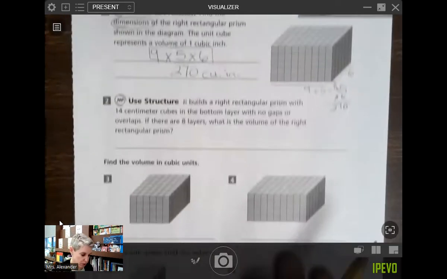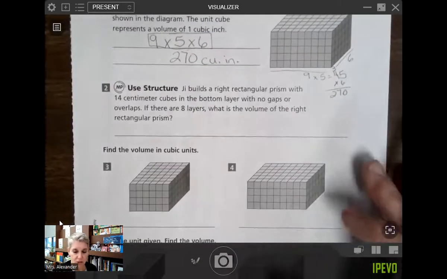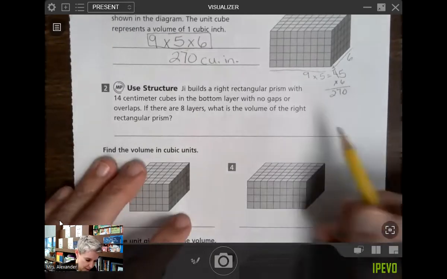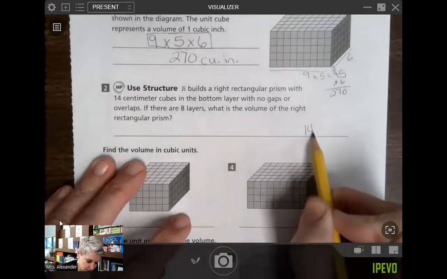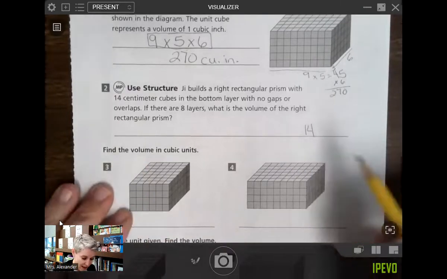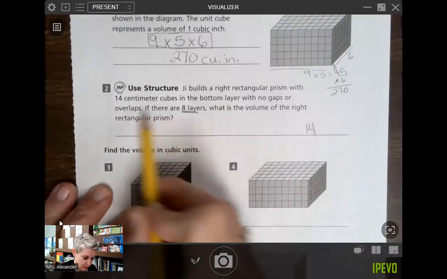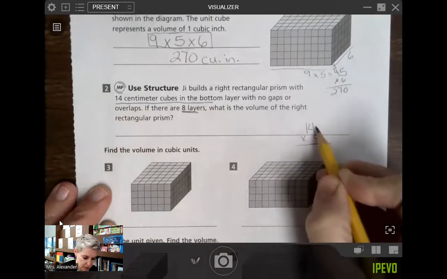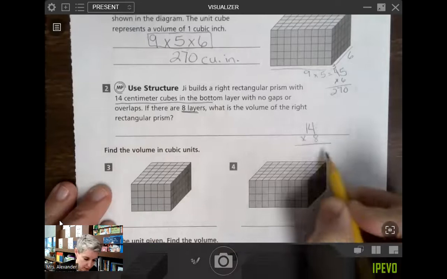All right. Number 2, use structure. Jai builds a right rectangular prism with 14 centimeter cubes in the bottom layer with no gaps or overlaps. If there are 8 layers, what is the volume of the right rectangular prism? So here's what I need to think about. The bottom layer has 14 centimeter cubes, and there are 8 of those layers. We know what one layer is, so I'm going to think of 14 times 8. Each layer is 14. There are 8 layers.